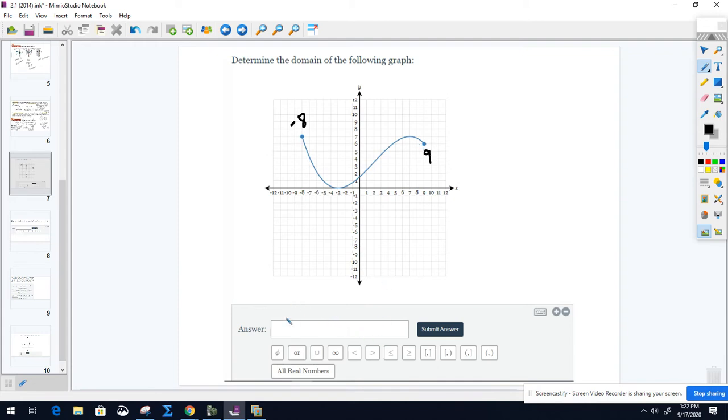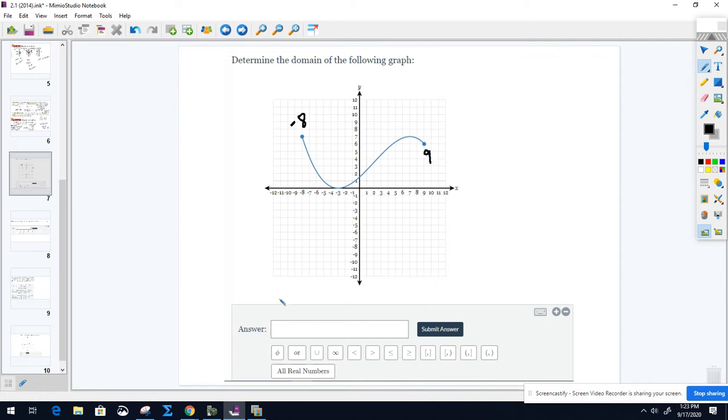So how do we represent that? We represent that with interval notation. Okay. So it starts at -8. Is it included at -8? Yes, because it's a closed dot. So I'm going to use a bracket on the left. Do I use a bracket on the right? Yes, the 9 is included.